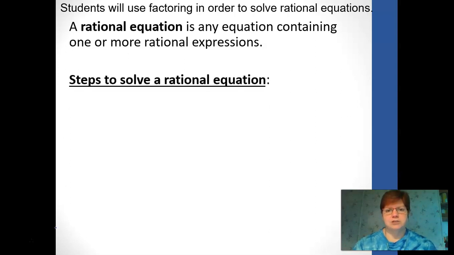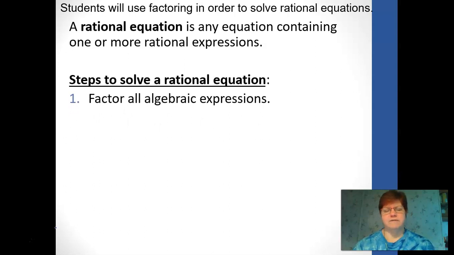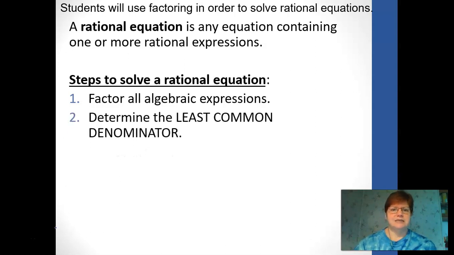To solve a rational equation, our first step is to factor all of the algebraic expressions. So if it can be factored, you're going to factor it. Once that's done, we want to find the least common denominator. Now, if you've factored your algebraic expressions and you notice within the rational expression you can reduce, simplify it. Makes your life easier in the end. If you don't notice, it's not a big deal. It's not going to screw you up or anything.